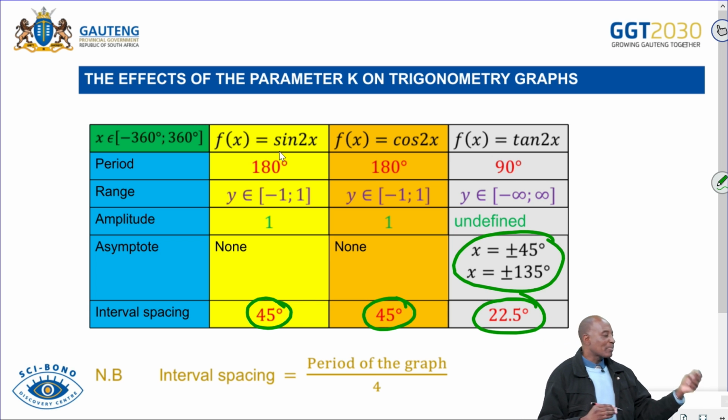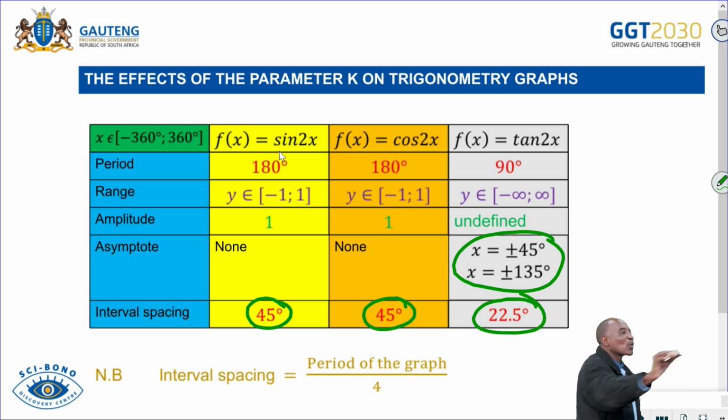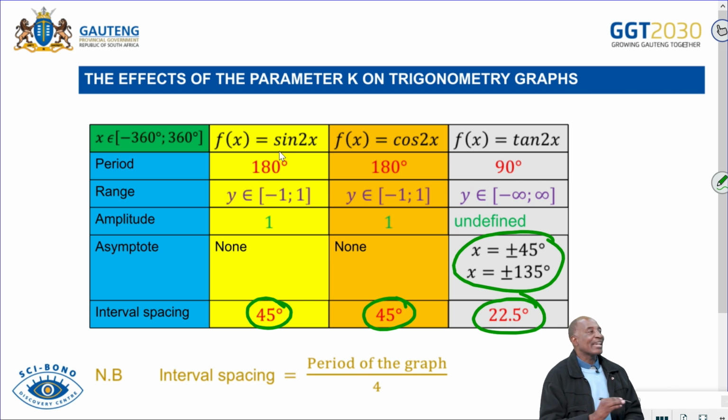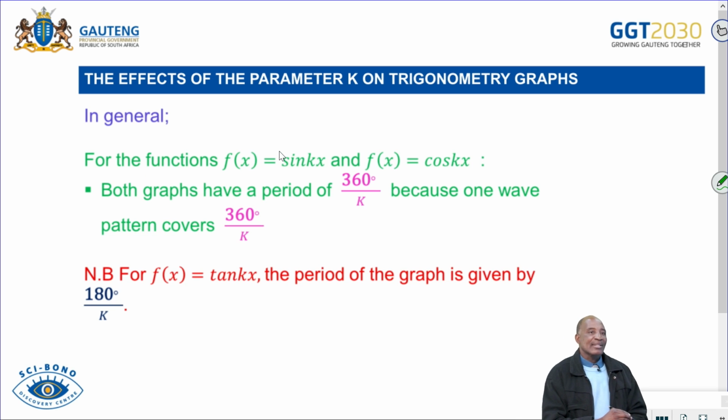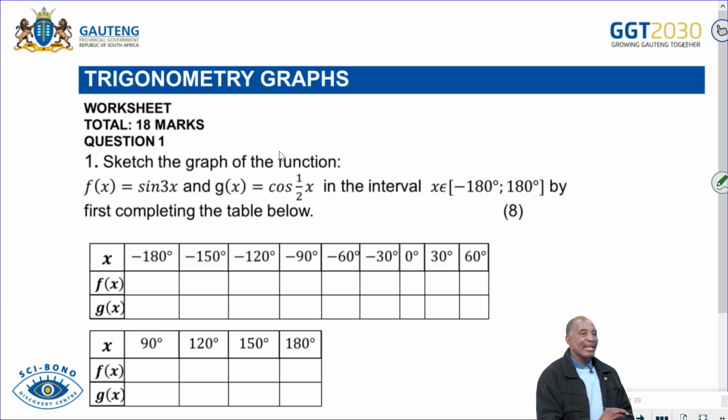Bearing in mind that spacing is the period of the new graph divided by 4. So we're now focusing on 180, 180, and 90. Divide all three by 4. You will get the corresponding spacing angles. Right. In general, for the functions f of x equals sine kx and f of x equals cos of kx, both the graphs will have a period of 360 degrees divided by k, because one wave covers a pattern of 360 degrees divided by k. The same applies with the tangent kx. The period of the graph is going to be 180 degrees standard divided by our k.